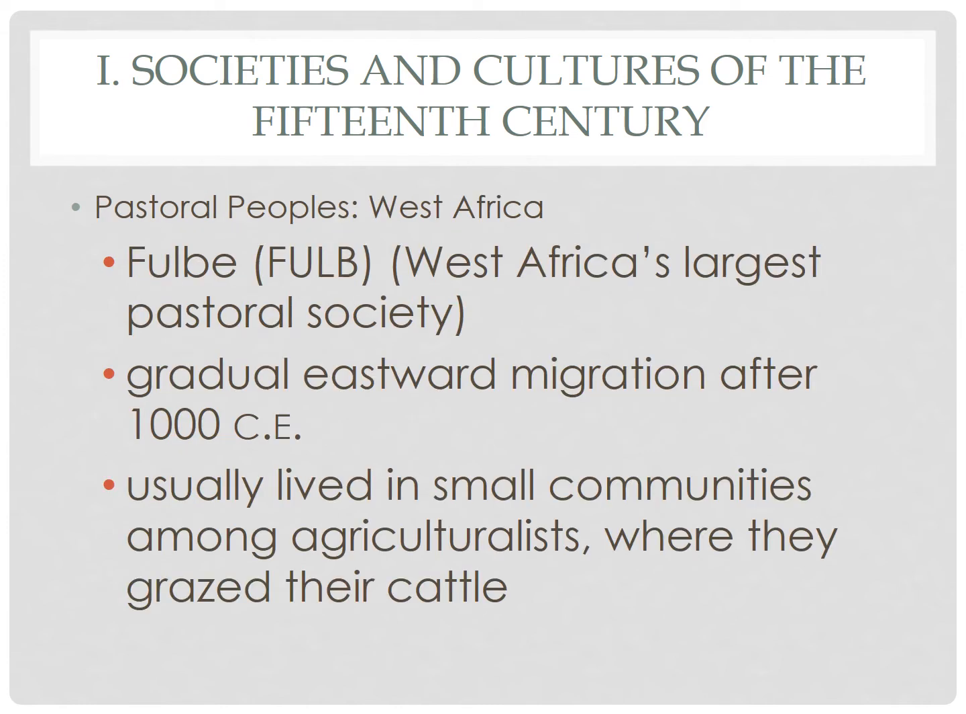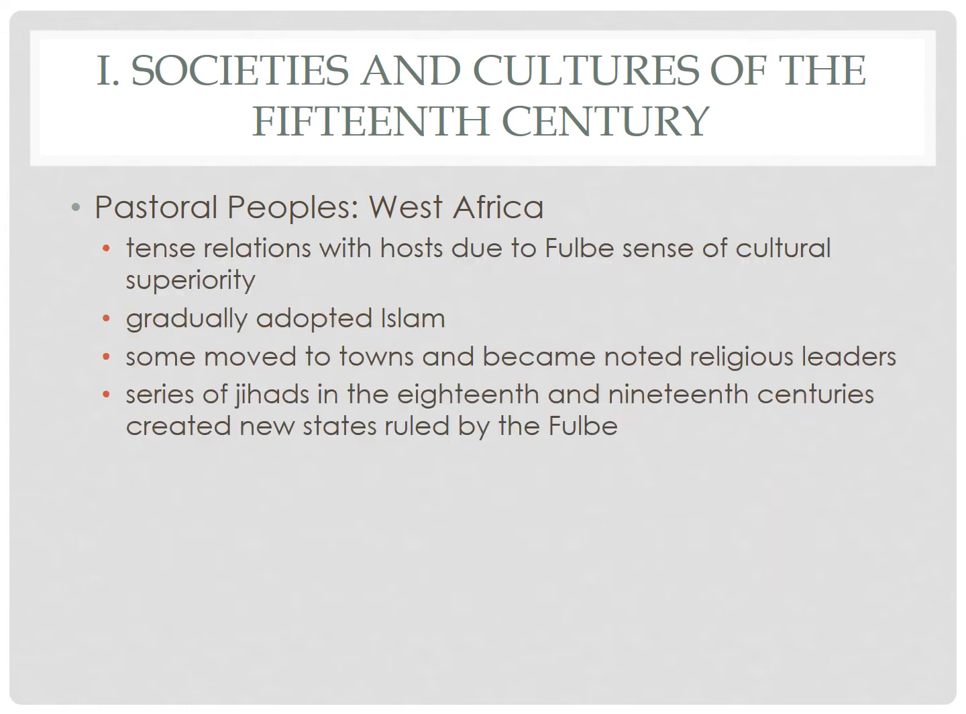There are pastoral people in West Africa as well. The Fulbe were West Africa's largest pastoral society. They started a gradual eastward migration after about 1000 CE. They usually lived in small communities among agriculturalists where they would graze their cattle. And so in that way, they're able to exchange their goods with those of the agriculturalists.